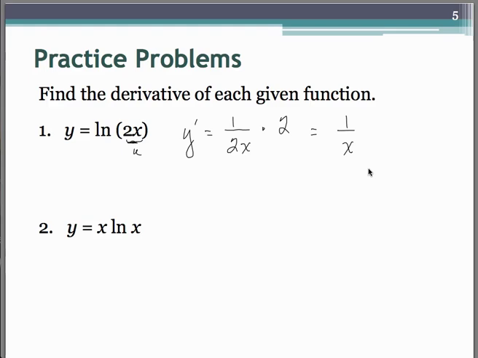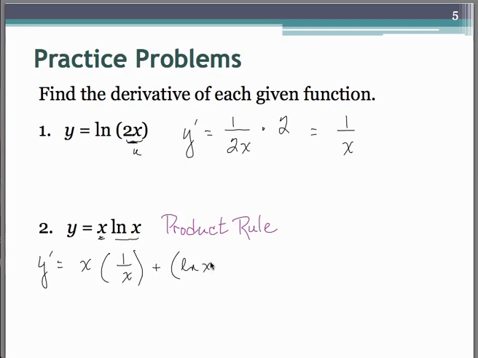Now the second one's going to require the product rule, so you get to review that a little bit. We'll keep the x, multiply by the derivative of natural log of x, so that's going to be 1 over x, plus, then we'll keep the natural log of x, multiply by the derivative of the plain x, so that's just going to be 1.